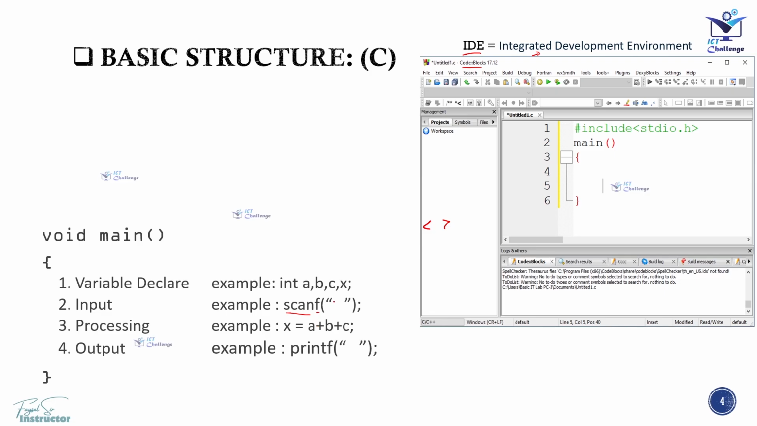So after this scanf we have to use this first parenthesis, and inside of this we have to use double quotation. So we have to write many things inside of this, we will learn it later, just we know the process how it works. So after that you have to process something like A, B, C is your input and X is your output. So X is equals to a plus b plus c, that means the result of this equation will be kept on this X, and the output should be printf.